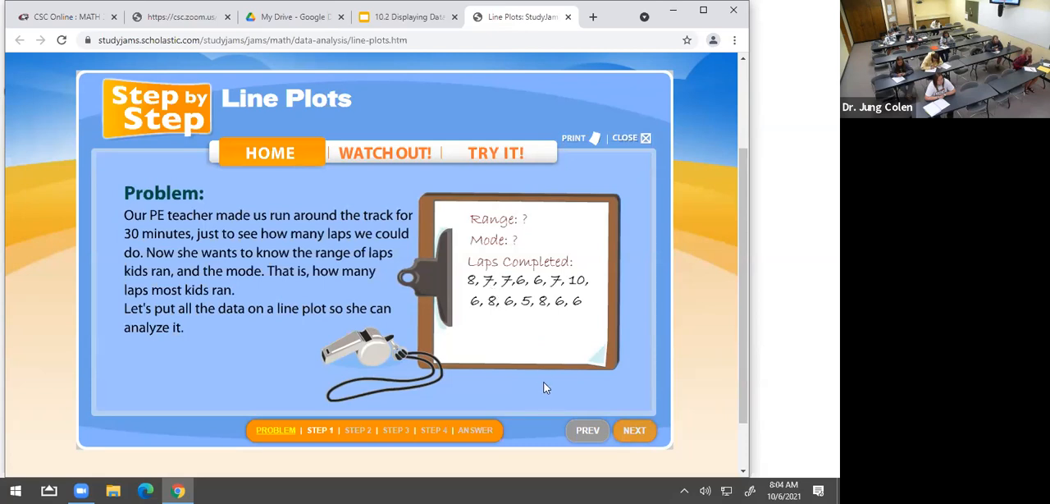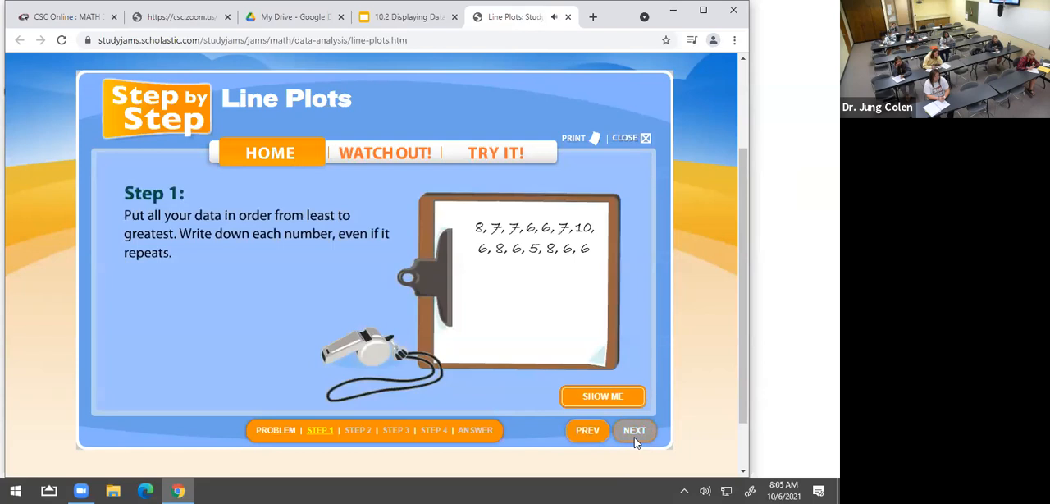Okay, so anyways, we have the data here, right? So this is our PE, physical education teacher. The teacher made us run around the track for 30 minutes just to see how many laps we could do. And here are the number of laps completed by the students. So we have the data. How many students are there? 1, 2, 3, 4, 5, 6, 7, 8, 9, 10, 11, 12, 13, 14. There are 14 students. Okay? And we have the number of laps. Now what do we do?